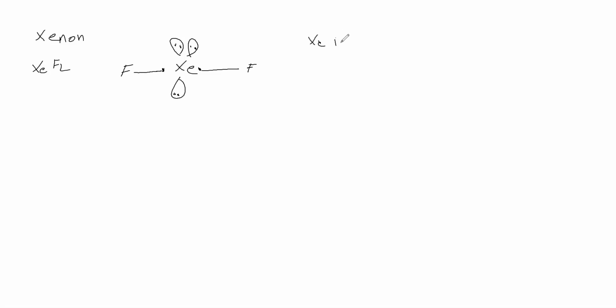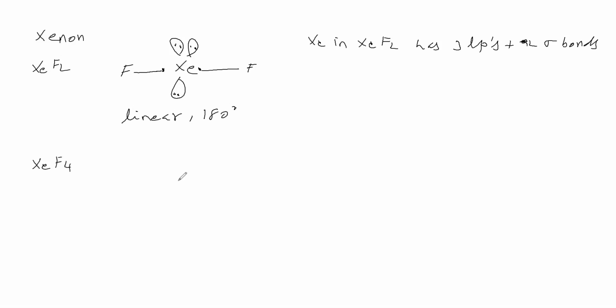Now we can say xenon in XeF2 has 3 lone pairs and 2 sigma bonds. Therefore, totally 10 electrons, which means an electron rich molecule. XeF2 is an electron rich molecule, we can say. The XeF2 shape is linear, and the bond angle is 180 degrees, we can say. Next we will take XeF4.